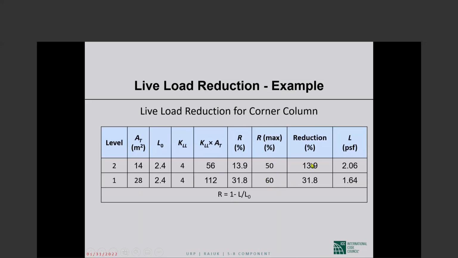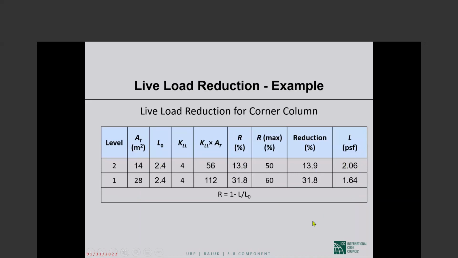So actual reduction is 13.9% here, 31.8% here. This number is the 2.4 multiplied by 1 minus 13.9%. If it is 13.9% reduction, then 86.1% of the unreduced load is the reduced load. Okay, so this is the 86.1% of 2.4, 2.06.